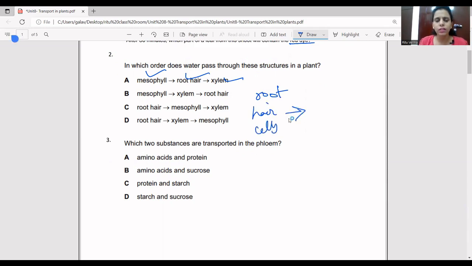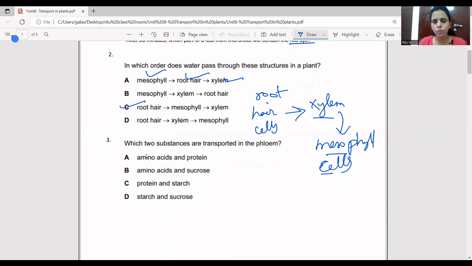After this, water is conducted by xylem vessels or xylem tissue, and then it reaches the mesophyll cells in the leaf. Some of the water is absorbed by these mesophyll cells for the process of photosynthesis, and some of the water, the excess of water, is removed by the process of transpiration. So root hair cells, xylem and mesophyll cells. So the correct answer is option C.